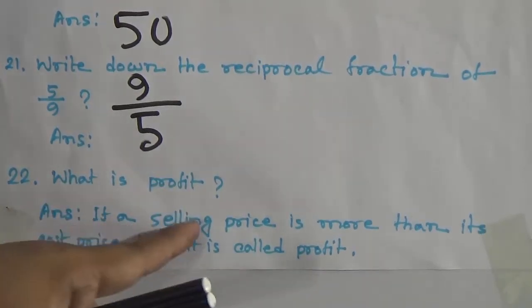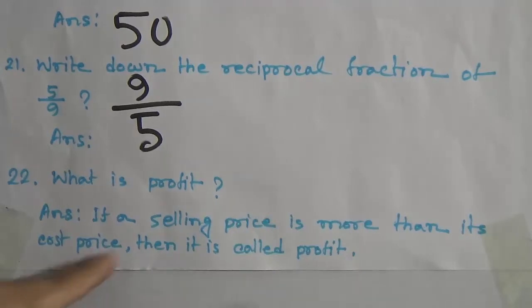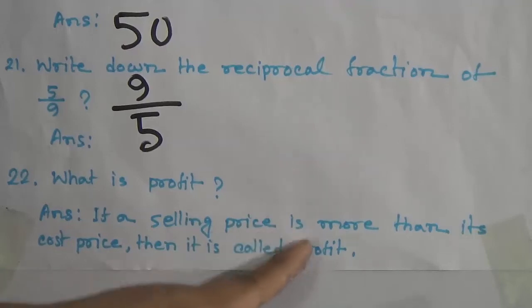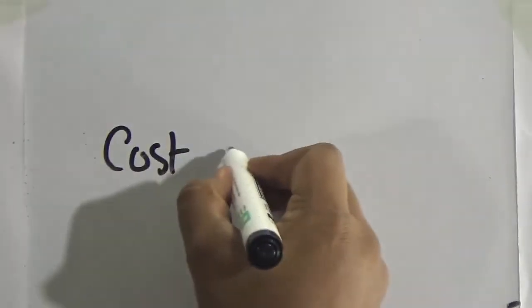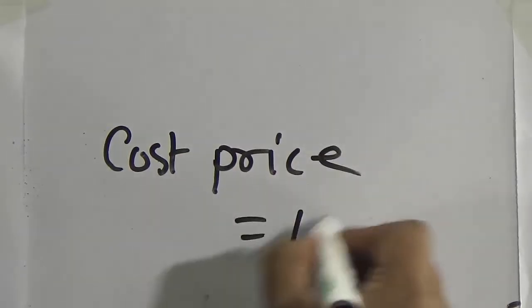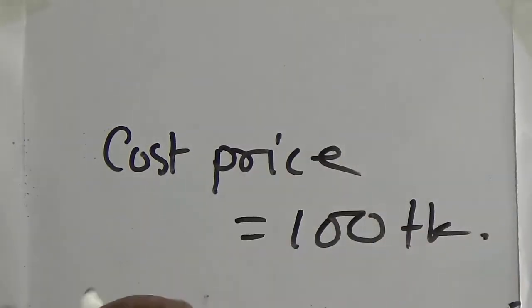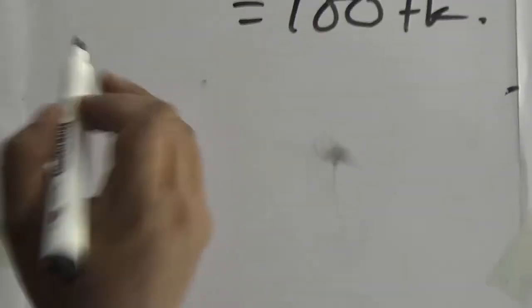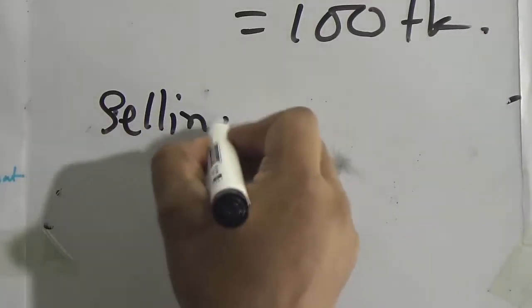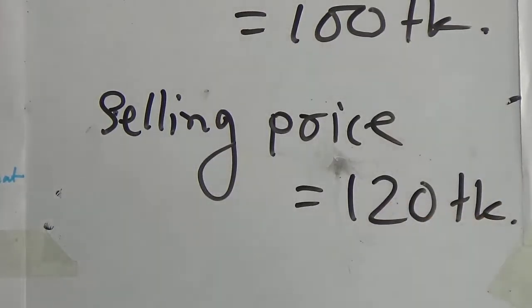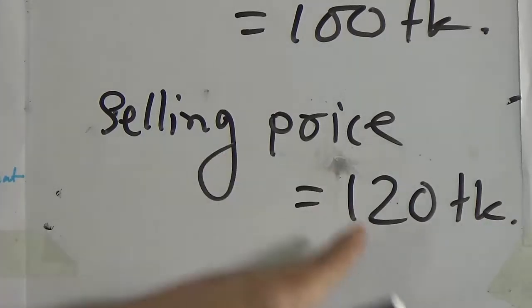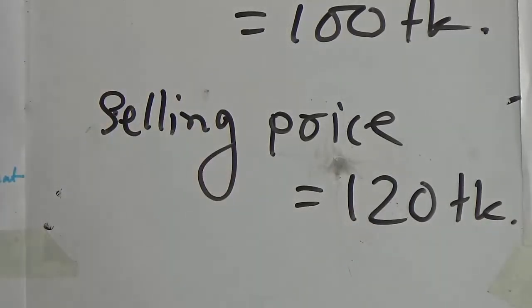The answer is, if a selling price is more than its cost price, then it is called profit. I repeat, if a selling price is more than its cost price, then it is called profit. Suppose one product cost price equals 100 taka. Okay, that product is sold at 120 taka. That means selling price 120 taka. So here what will happen? Here profit will happen because selling price is more than cost price. And what is the profit?